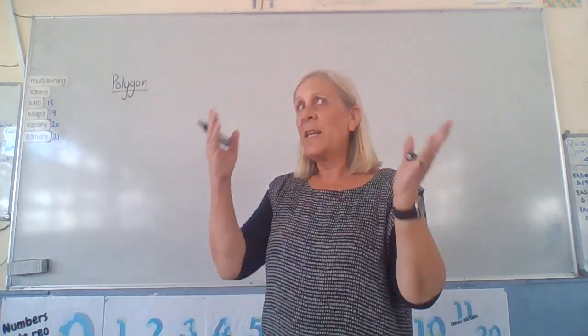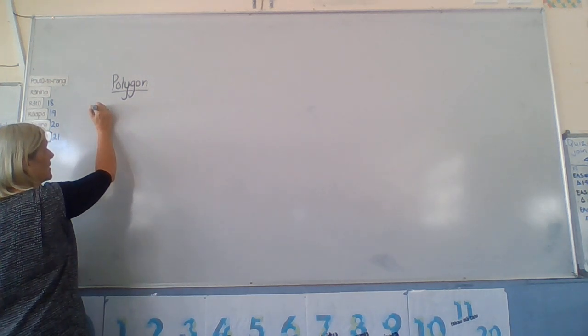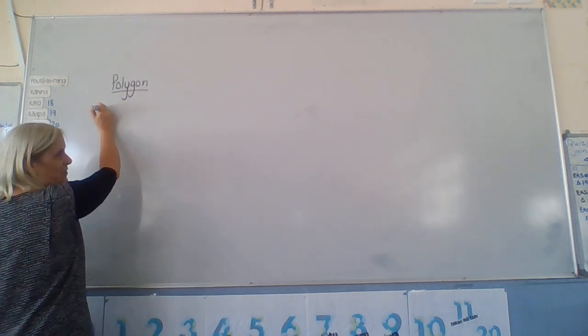Many-sided shape. It includes our triangles and our, what's the other one? Quadrilaterals. Got it. I'm glad you didn't say squares.